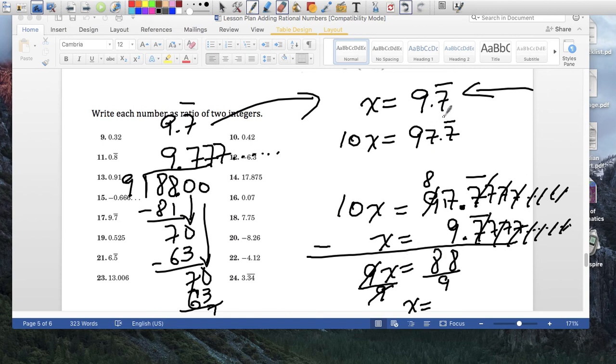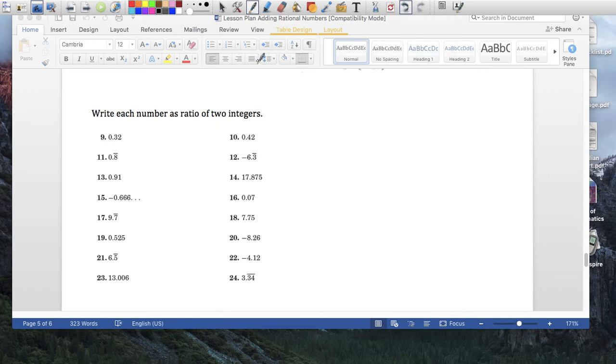So 9.7 with bar notation is the same thing as 88 over 9. Let's do this one. Okay, 3.34. So we're going to set that x equals 3.34 with bar notation.